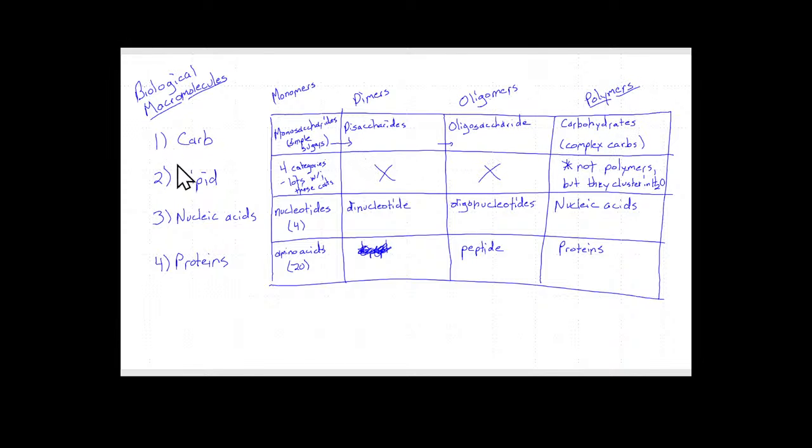So, dealing with carbohydrates first, we start with monosaccharides. That's what the monomer is called. A dimer is called a disaccharide. An oligomer of sugars is called an oligosaccharide. And then once you get to polymers, we call it carbohydrates. We could also call it a polysaccharide. So if you ever hear polysaccharide, that's valid too. Those work pretty well with the prefix and then just throw saccharide at the end.